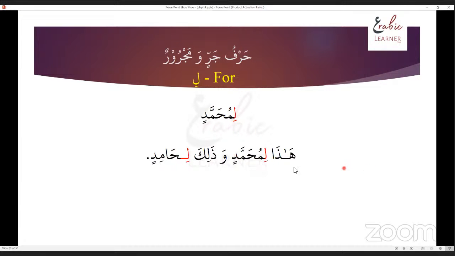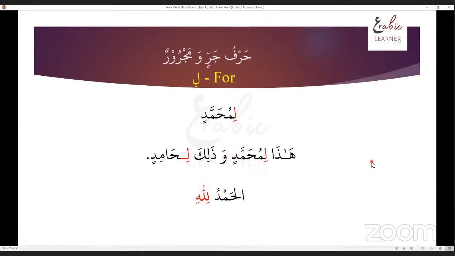In the same way, hada li Muhammadin wa dhalika li Hamidin. This is another sentence. Now you can understand this sentence. This is for Muhammad, and that is for Hamid. Again, here li Muhammadin made Muhammad majroor. Same way, li Hamidin made Hamidun into Hamidin. Due to li, it became Hamidin.